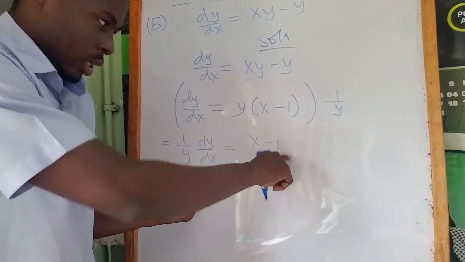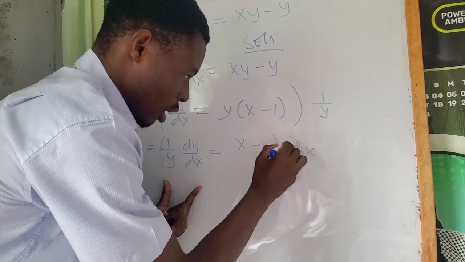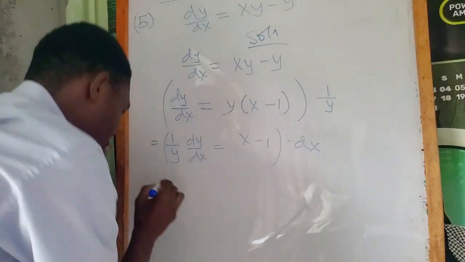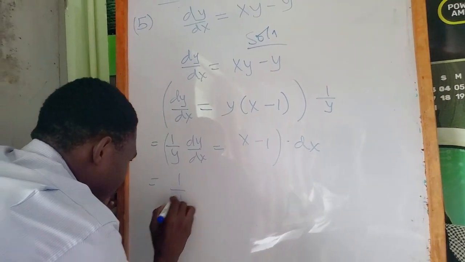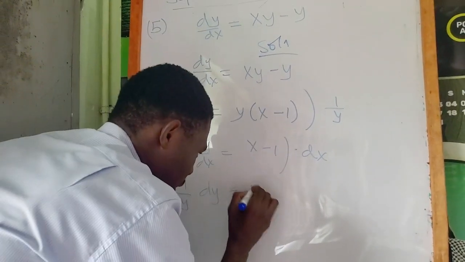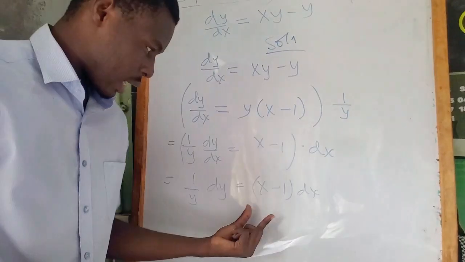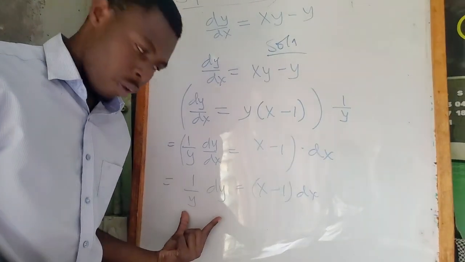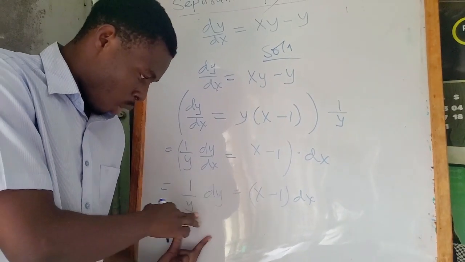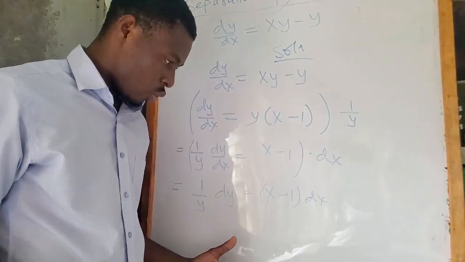What do we do next? Let's take dx to this side. I'm going to multiply each side by dx, so that I will have 1 all over y dy to be equal to x minus 1 dx. Put this into brackets. Oh, all of a sudden we have all y's on this side, all x's on this side. So what do we do next?